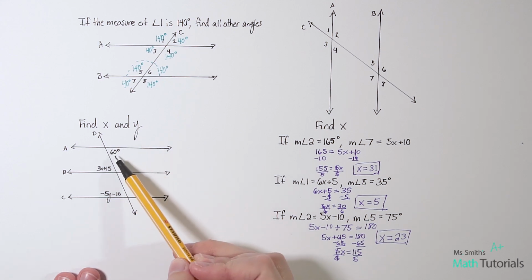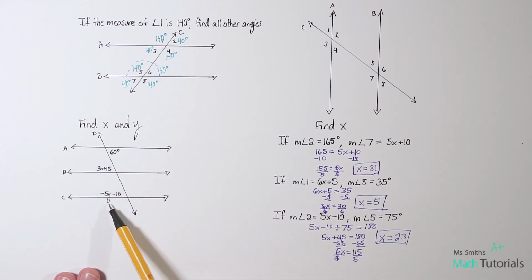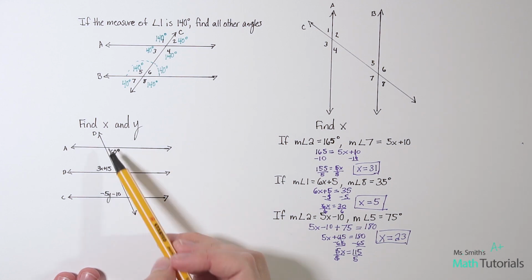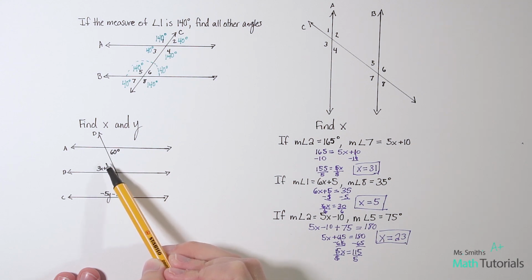So I know that this angle is 60, and this angle is 3x plus 15. I'm not going to worry about the y yet. I'm just going to focus on one letter at a time. So I'll start with x. So I'm just going to ignore this for right now. So what is the relationship between this angle and this angle?